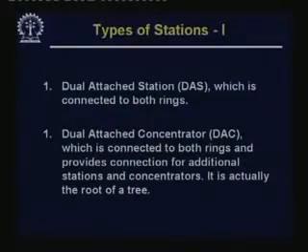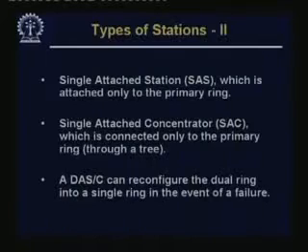So, we have these dual attached stations and dual attached concentrators. Concentrators could be the roots of trees. And then of course, dual attached stations and dual attached concentrators are more costly. We have a cheaper variety if you think that is good enough, which is a single attached station, which is attached only to the primary ring. Similarly, you have single attached concentrators, which is connected only to the primary ring through a tree. A dual attached station or concentrator can reconfigure the dual ring, as mentioned earlier, into a single ring in the event of a failure.